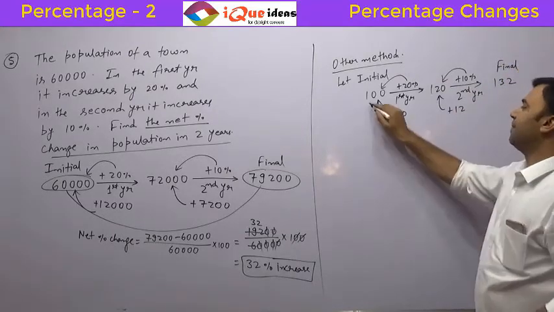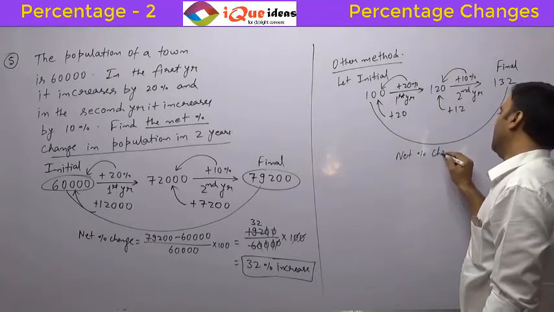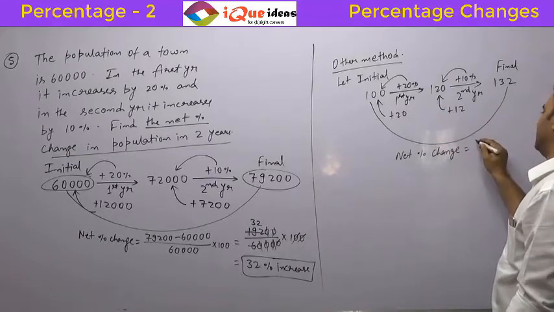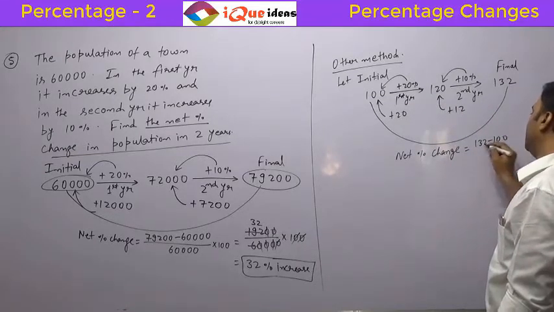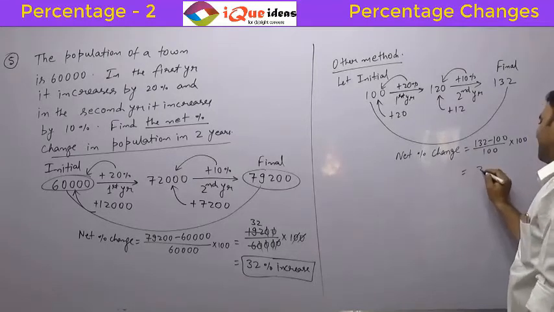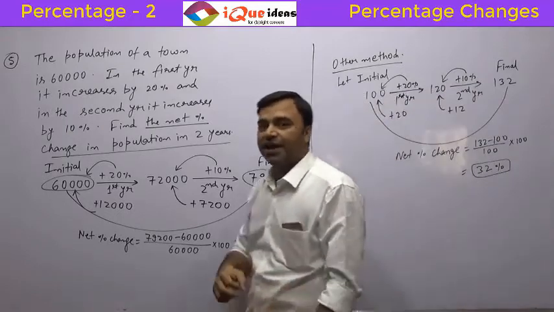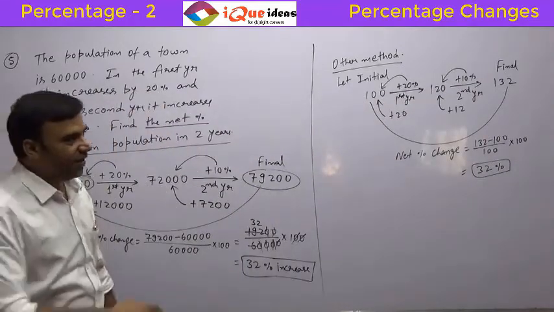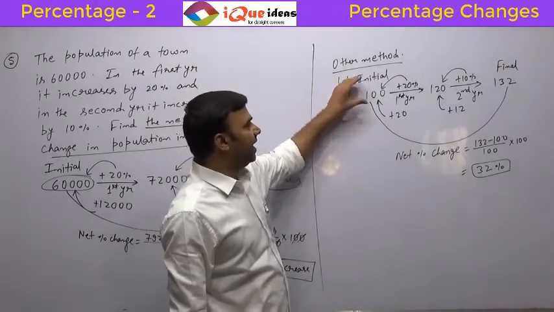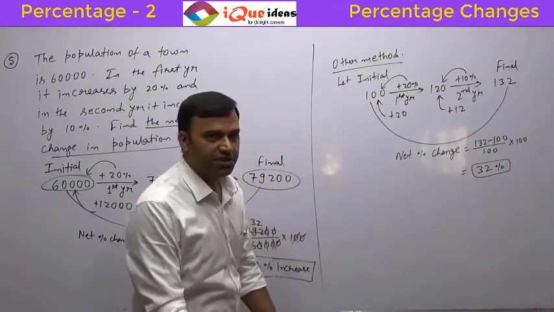And as you can see, directly the net percentage change here is final value minus initial value, that is 132 minus 100, divided by initial value 100 into 100. Even if you don't do this, you can directly see that the answer is 32%. So that is the benefit of taking 100 as the original value. So this will always be one very prominent method, that we take the original value, the base value is 100, and then we do all the calculations and find the final situation.